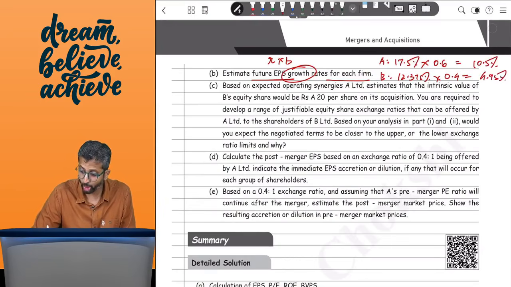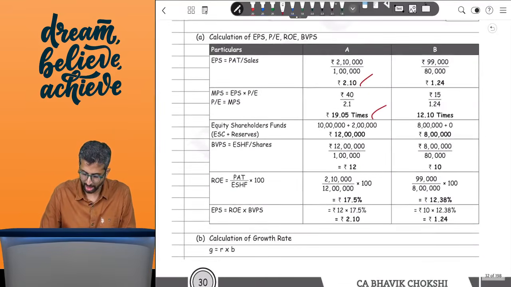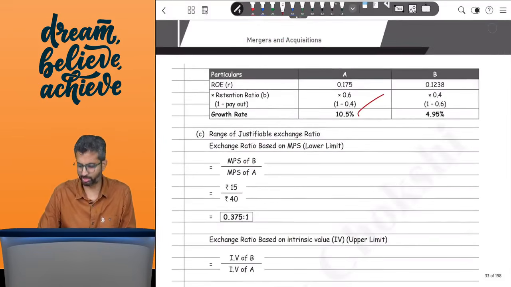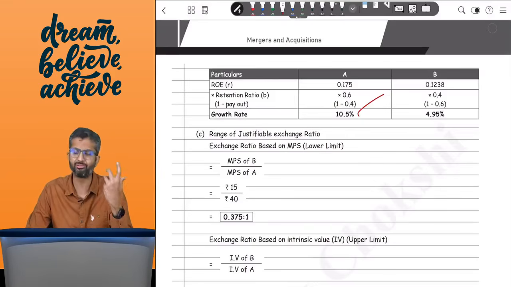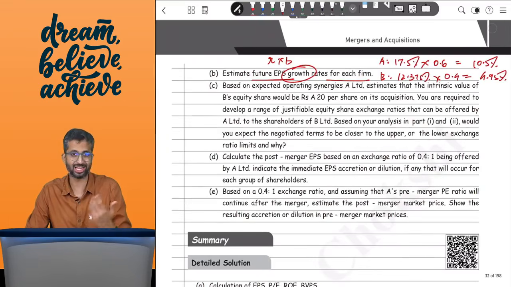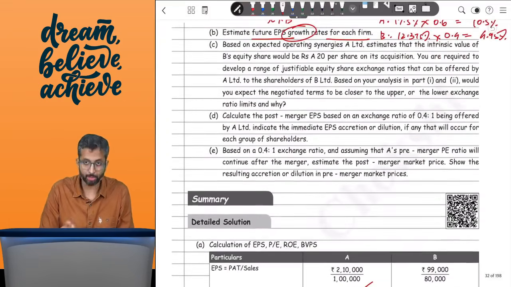So if you go to see for all the parameters, EPS A is greater, P ratio A is greater, book value per share A is greater, ROE A is greater, growth, most important number, A is greater. So A is having a better business as compared to B, and hence if there are merger terms, usually A will have a dominating position in those merger terms because it has a better business apparently. So point C we will come to at the end.